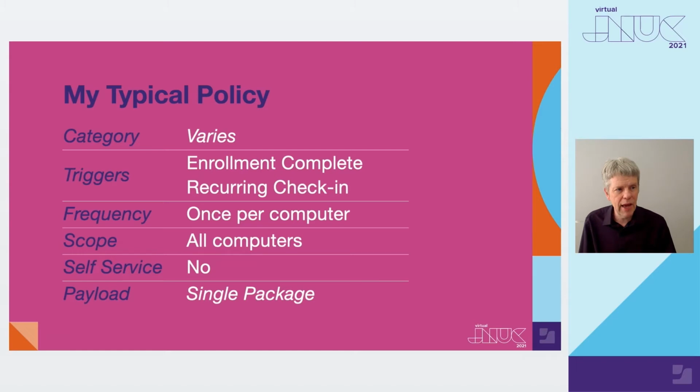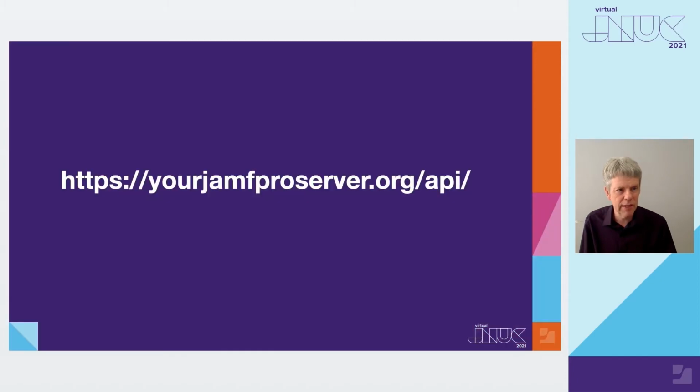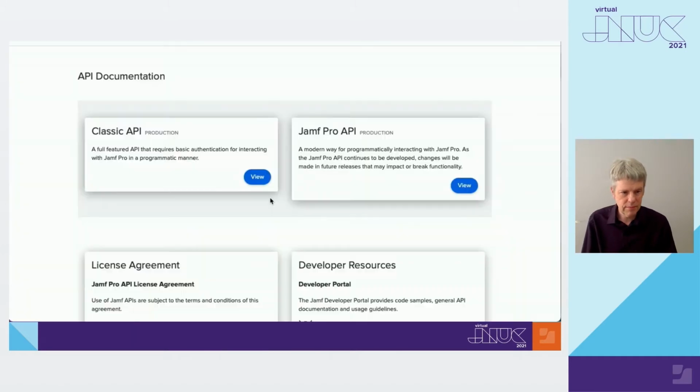Here are the most common attributes in the policies I write since I am deploying to shared lab computers. I'm going to take an existing policy with these attributes and use this as the basis of my template. I do this by downloading the policy as an XML file using the Jamf Pro Classic API. Just take the address of your Jamf Pro server and add /API to get there. When you enter that in your browser, this is what you get.